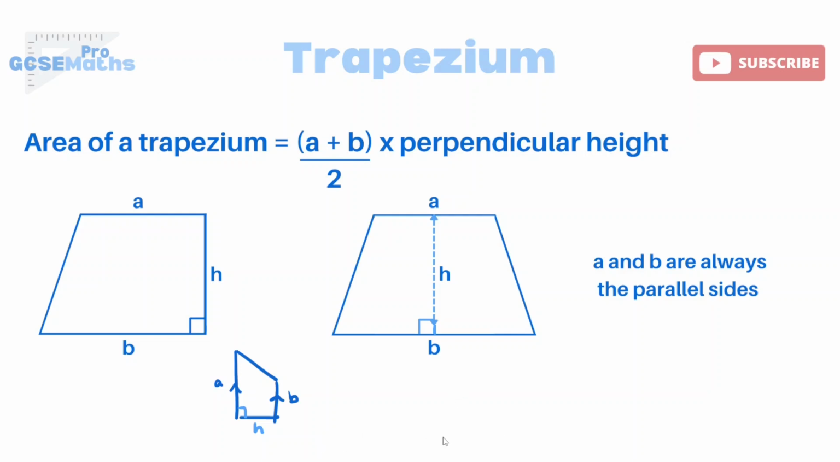We won't be touching on that in this video, however that is a higher tier topic where you have the area under a graph. So if you are foundation tier, just ignore what I've just said about that. Today we're just purely focusing on finding the area of a trapezium with this formula.